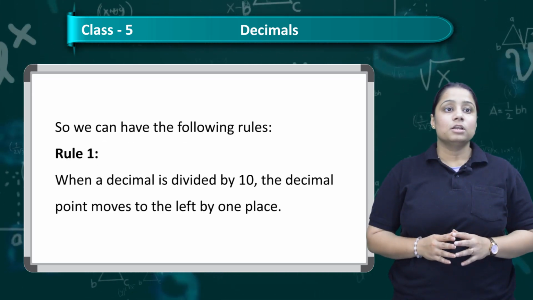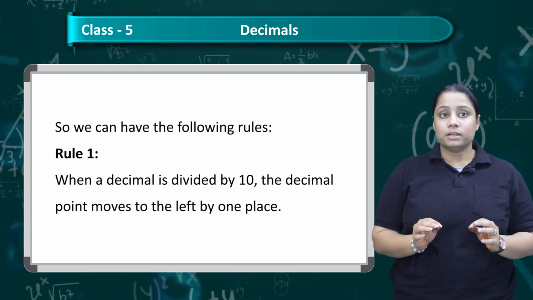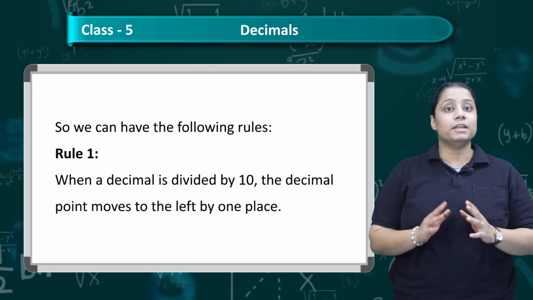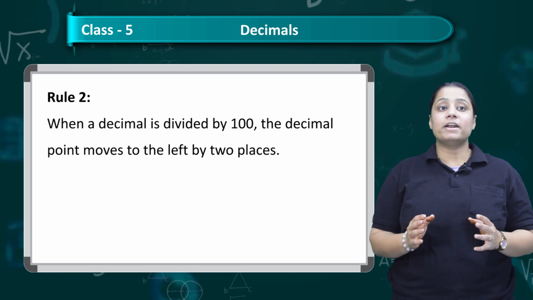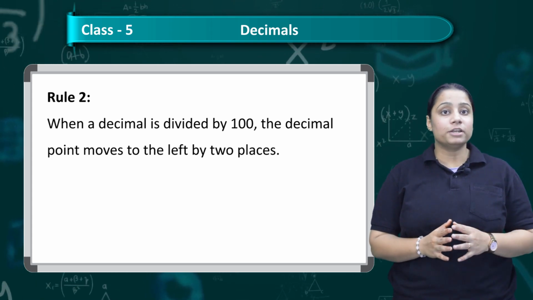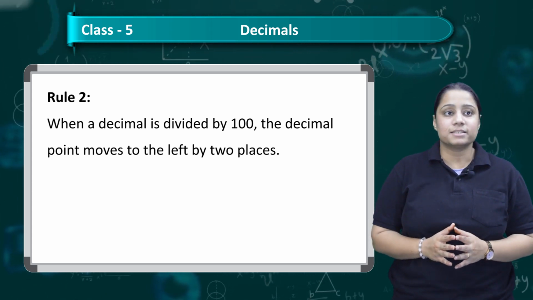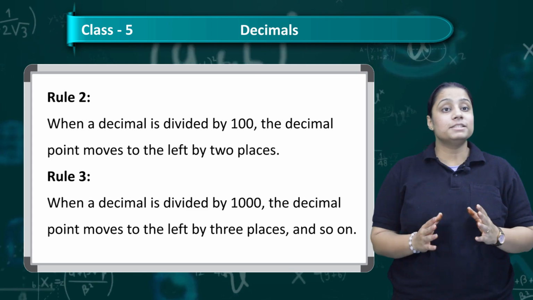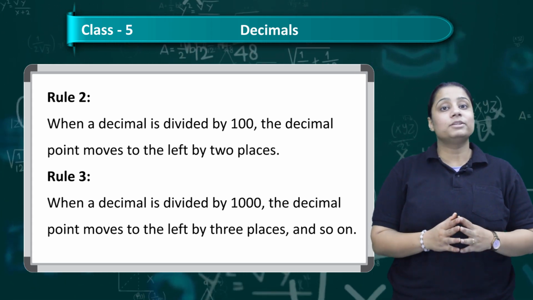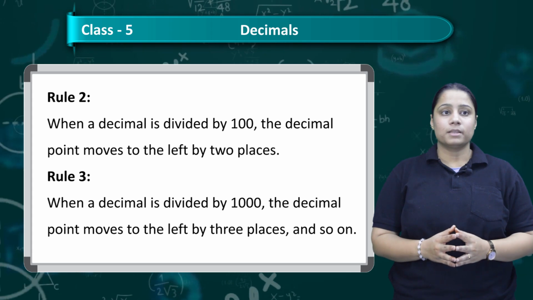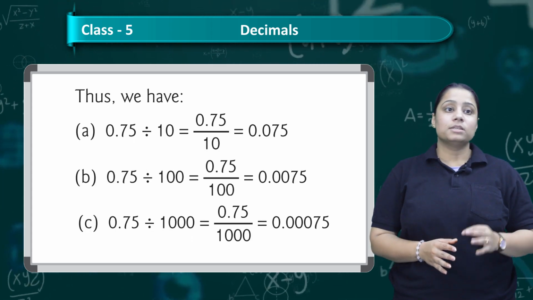Rule 1. When a decimal is divided by 10, the decimal point moves to the left by 1 place. Rule 2. When a decimal is divided by 100, the decimal point moves to the left by 2 places. Rule 3. When a decimal is divided by 1000, the decimal point moves to the left by 3 places, and so on.